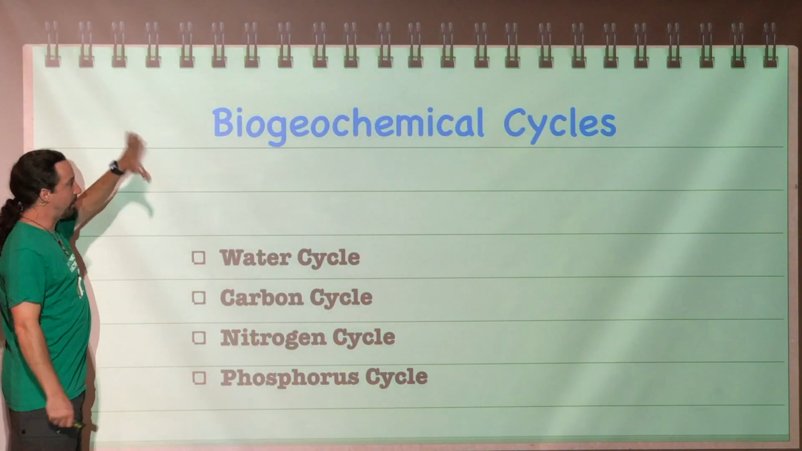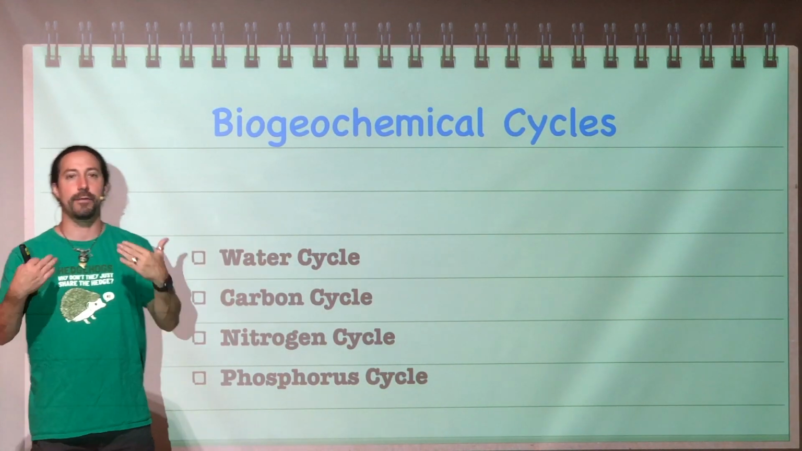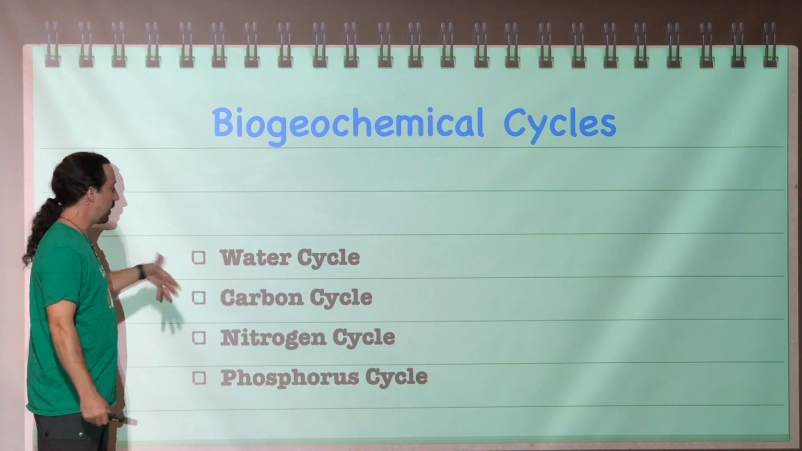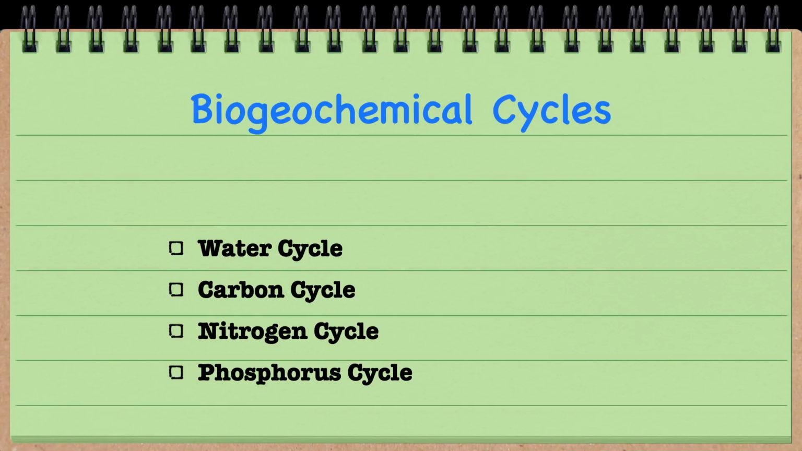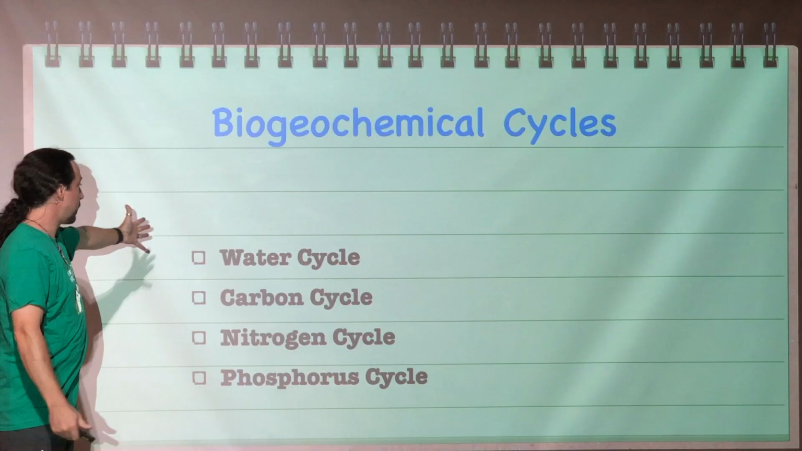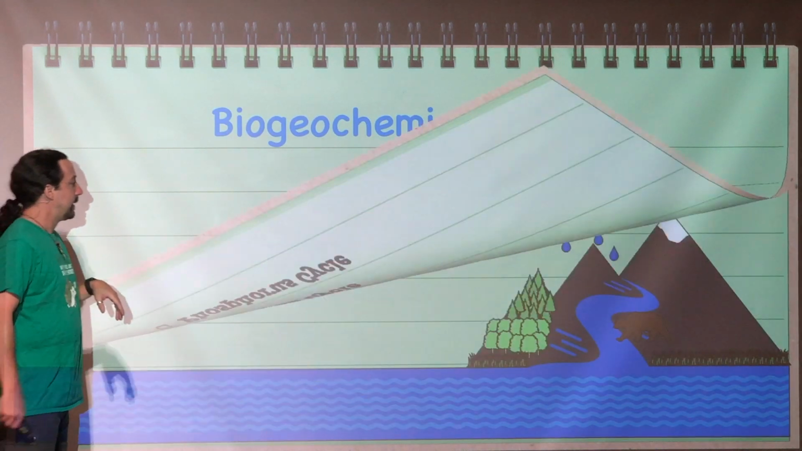So first off, the biogeochemical cycles that we're going to be talking about throughout the next few lessons: it's the water cycle, the carbon cycle, the nitrogen cycle, and the phosphorus cycle. So let's get started with the first one, the water cycle. That is where we are at today.